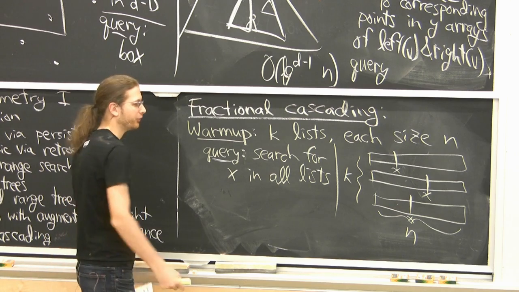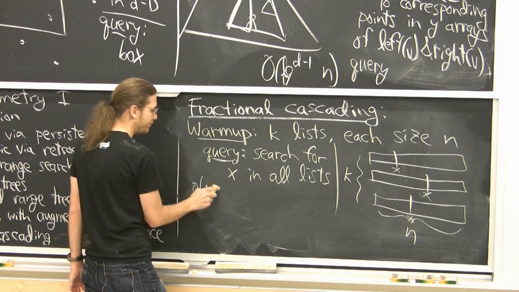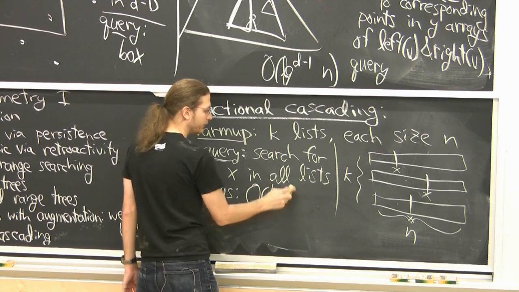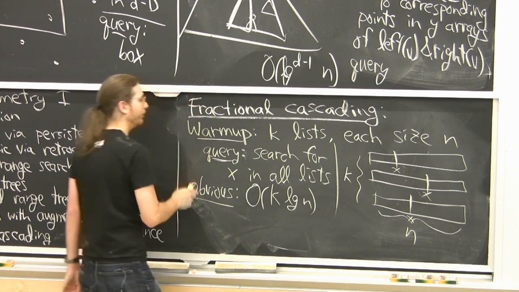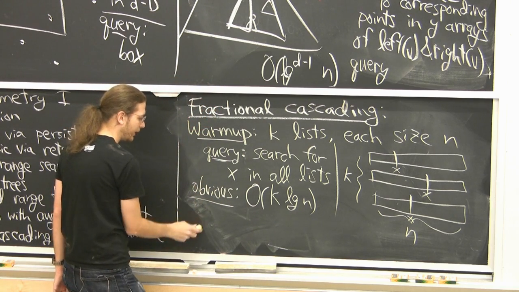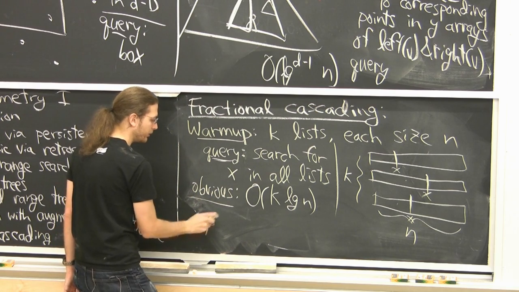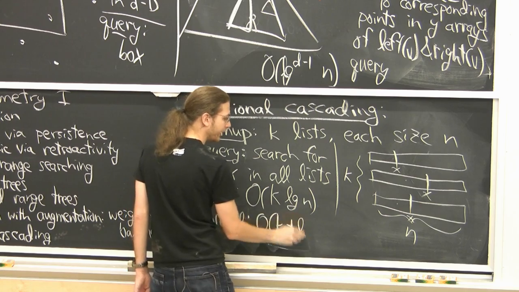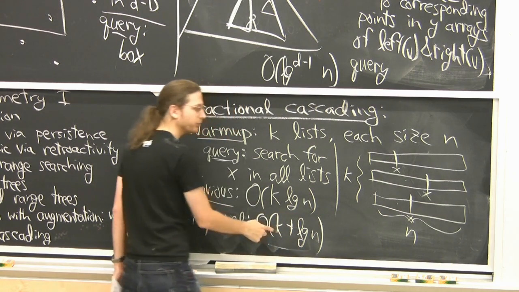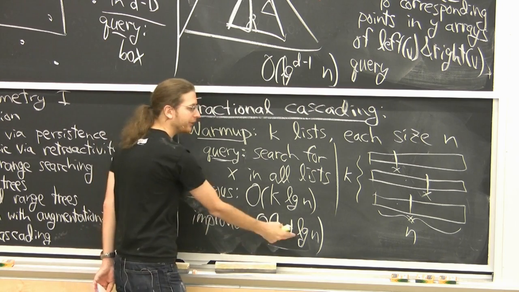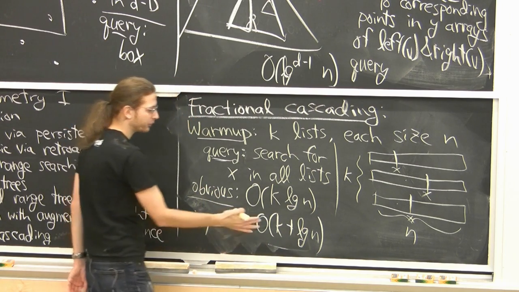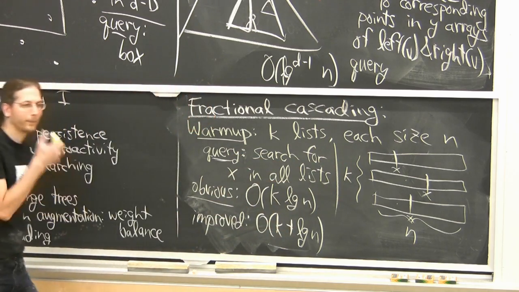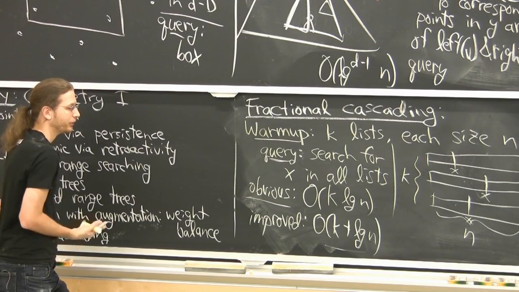I could just do k binary searches. So this is an easy problem to solve. You get k times log n. But now fractional cascading comes in, and we can get the optimal bound, which is k plus log n. I need k to write down the answers. I need log n to do a search in one list. It turns out I can search in all k lists simultaneously and get all k answers in k plus log n time. It's kind of cool, and actually quite easy to do.